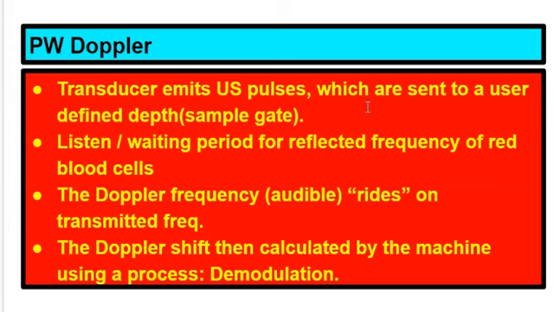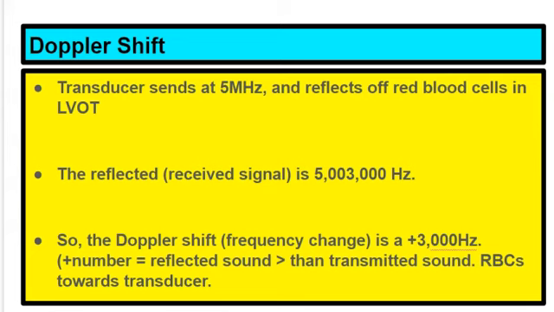The Doppler shift is calculated by the machine using a process called demodulation. It's basically going to extract that Doppler information, this Doppler sound, from the returning wave. So the Doppler shift is extracted.